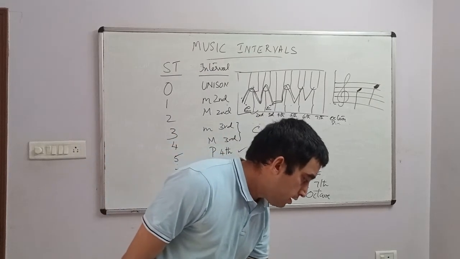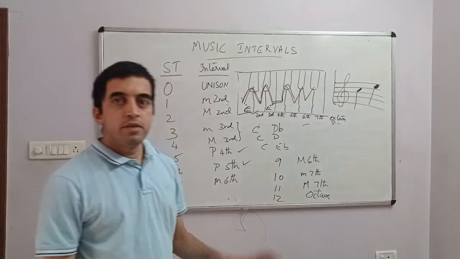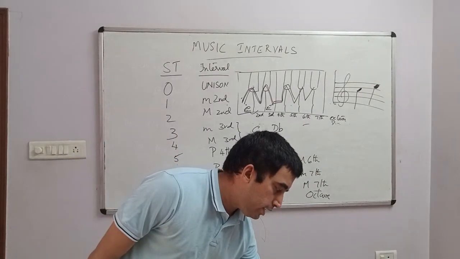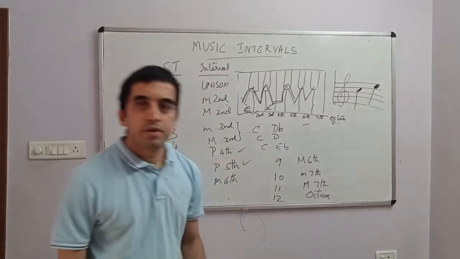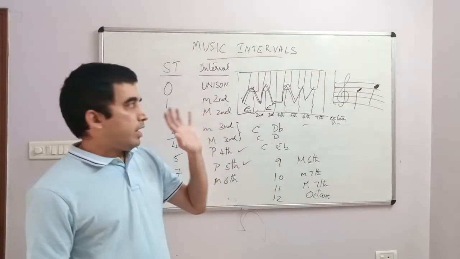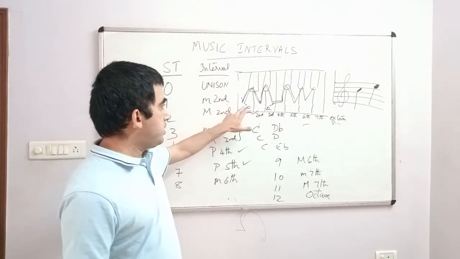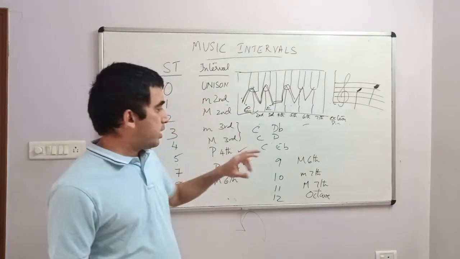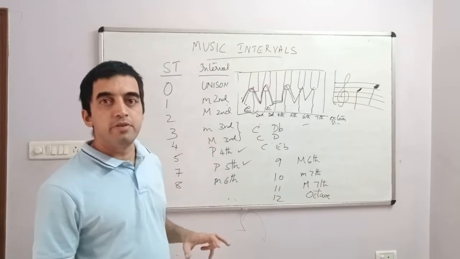Now I play. This is a third interval. So it is C, D, E, right? Third interval. Now, if you hear this, it is between C and E. It's a happy sound, right? So that is a major third interval.